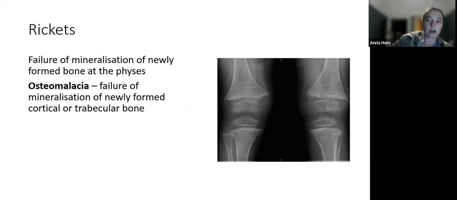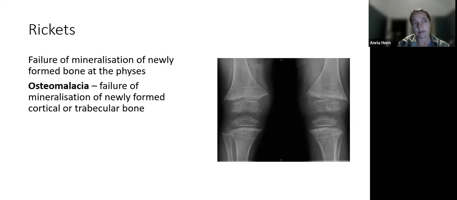So the first condition we're going to talk about is rickets. Rickets is the pediatric form of osteomalacia, and it's a net effect of decreased vitamin D and calcium in the body. It's a failure of mineralization of newly formed bone interfaces. That's why we see all these typical X-ray features of rickets, specifically around the physes. Adults obviously don't have physes. Therefore, osteomalacia is a failure of mineralization of newly formed bone in the cortex or in trabecular bone.